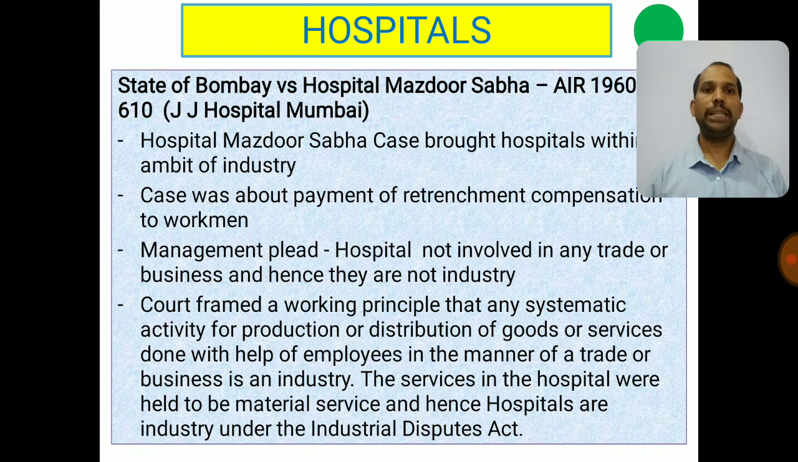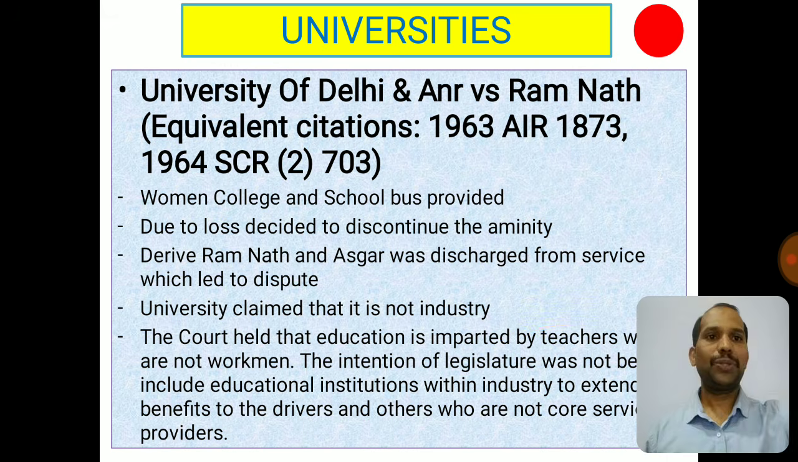But the court framed a working principle that any systematic activity for production or distribution of goods or services, remember this, any systematic activity for production or distribution of goods or services done with the help of employees in the manner of a trade business is an industry. The service in the hospital were held to be material service, and hence hospitals are industry under the Industrial Dispute Act. This is how they have interpreted. They brought hospitals under industry in Hospital Mazdoor Sabha case. Hope that's very clear. Then the third question, whether the universities are industry or not.